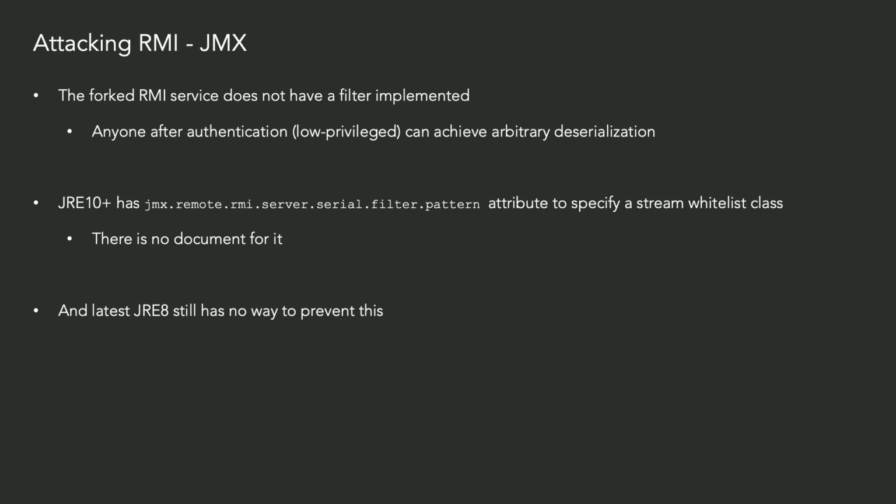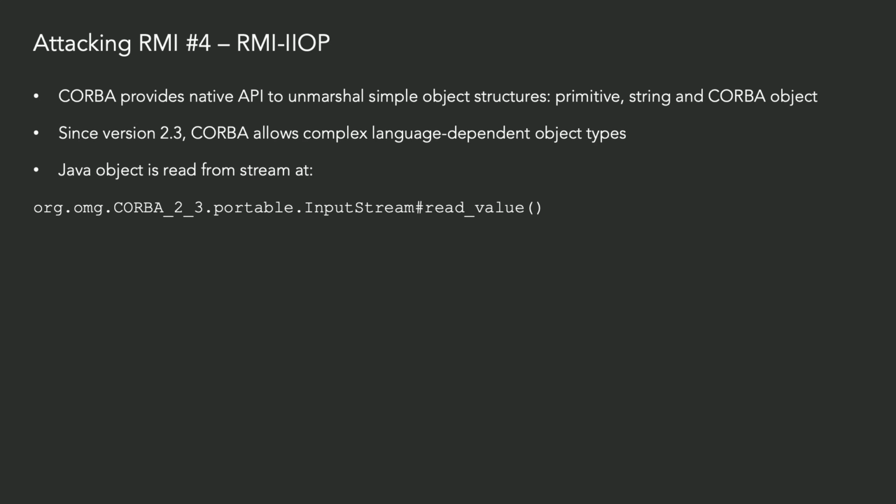Yeah, so that's basically it. There's one minor detail. JRE 10+ has an attribute that you can use to specify a stream whitelist, but JRE 8, which is the most widely used version, has no way to prevent this. Cool. Let's leave RMI aside and I'll talk about CORBA.